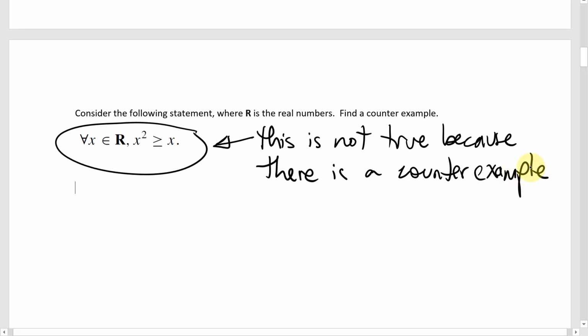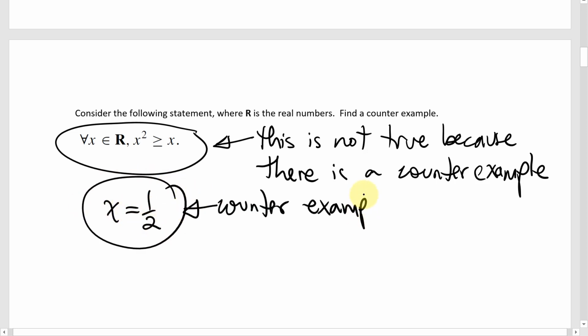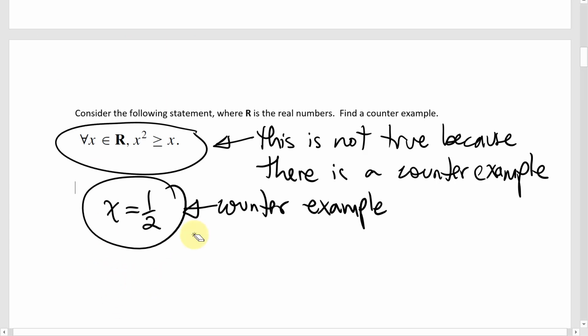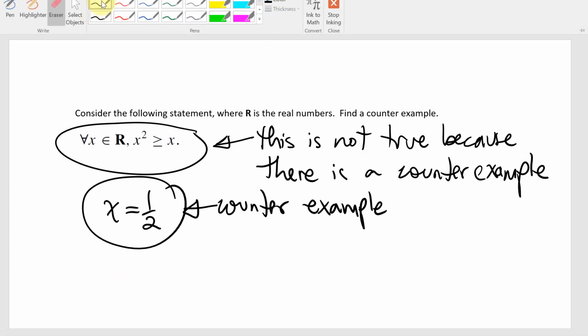What is the counterexample? Well, there are infinitely many. Anything between 0 and 1 would actually work. Let's take x equal 1/2. That's a counterexample. Why is that a counterexample? Well, it's a counterexample because x is, in fact, a real number, specifically 1/2. When x is 1/2, it is an element of the real numbers.